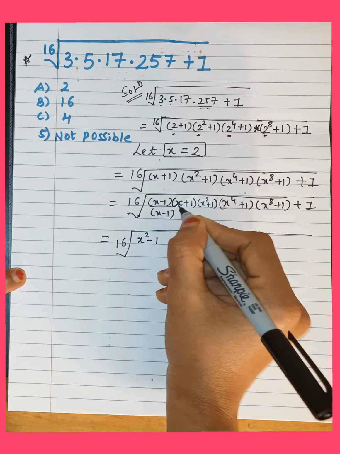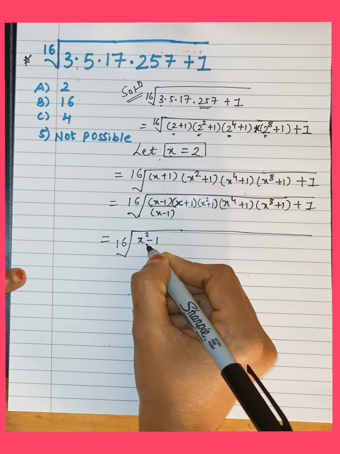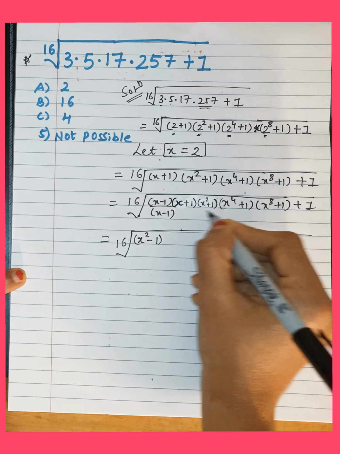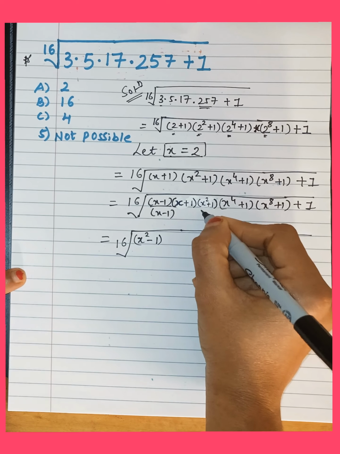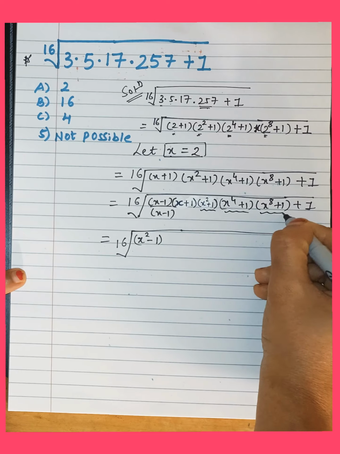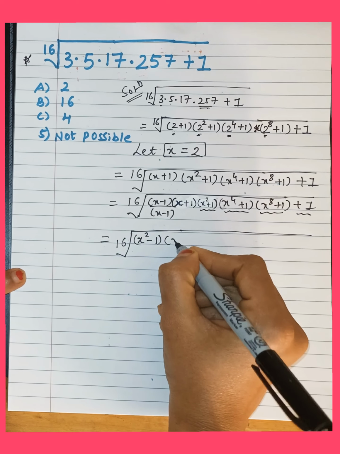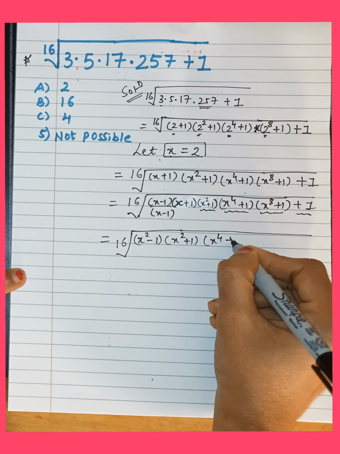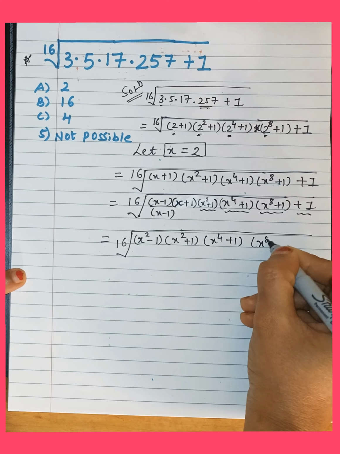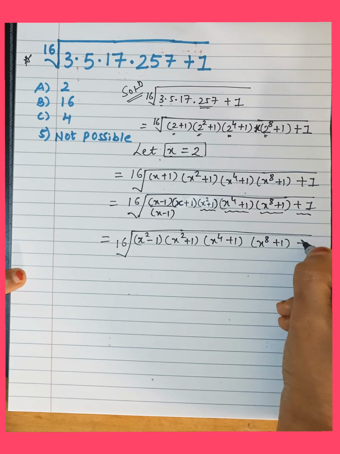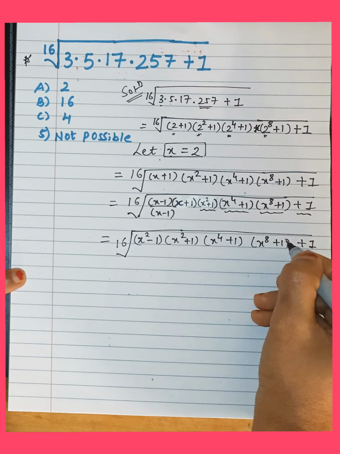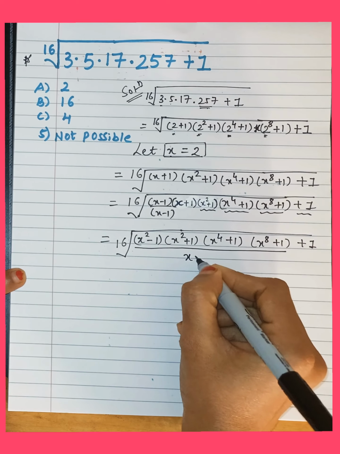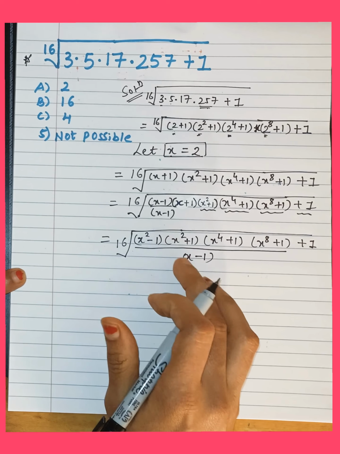So in place of x minus 1 into x plus 1, we are writing x square minus 1, and then the rest of the terms we are writing as it is. So this remaining part, all these terms, we will keep as it is. So now we will write x square plus 1, x raised to 4 plus 1, x raised to 8 plus 1, and this plus 1, and this whole upon x minus 1.